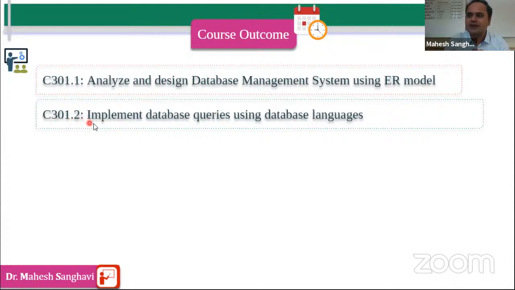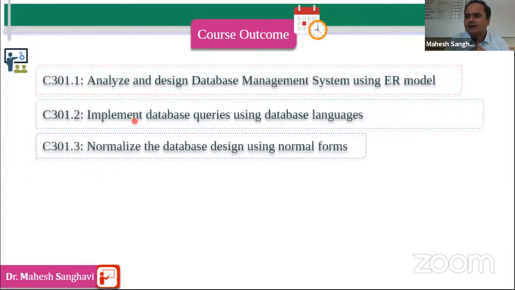Then we will be focusing on unit number two, that is implement database queries using database languages. So how to write structured SQL queries, that knowledge will be given to you. And I'm sure you all will be able to write database queries easily. At the third course outcome, we have to normalize the database design using normal form. Whenever we have to design the databases, there is a systematic approach known as normalization. We have to follow all these normalization tips, and that we'll see in unit number three.